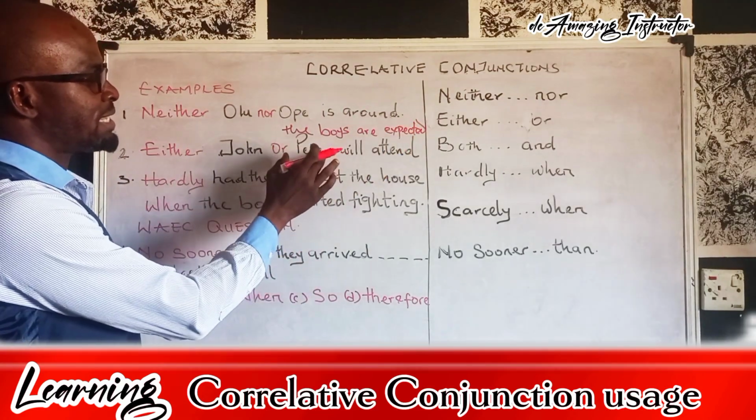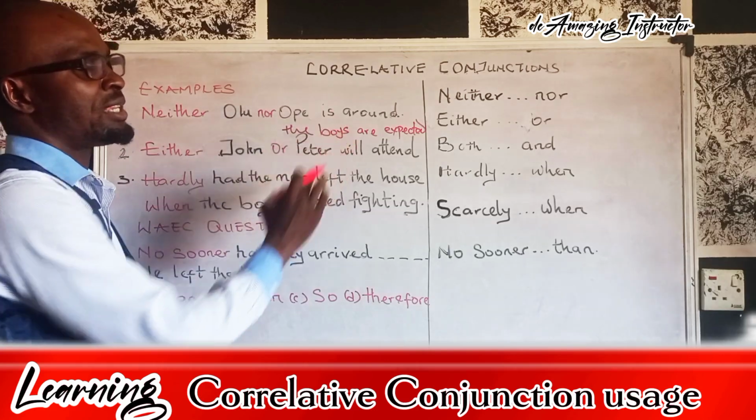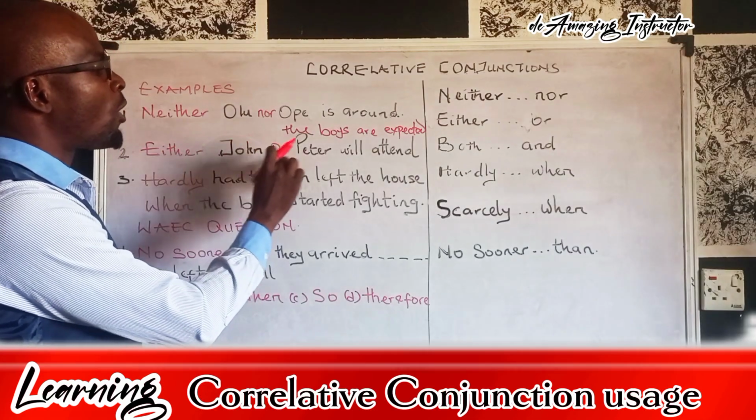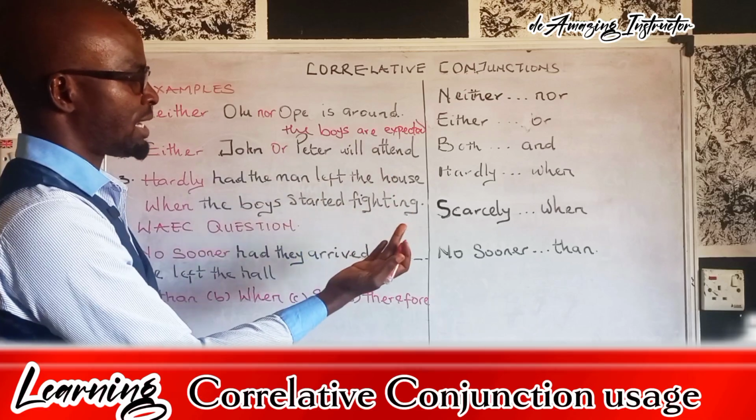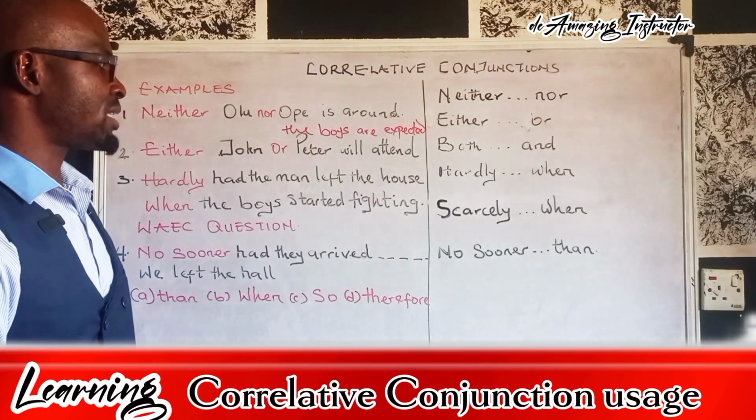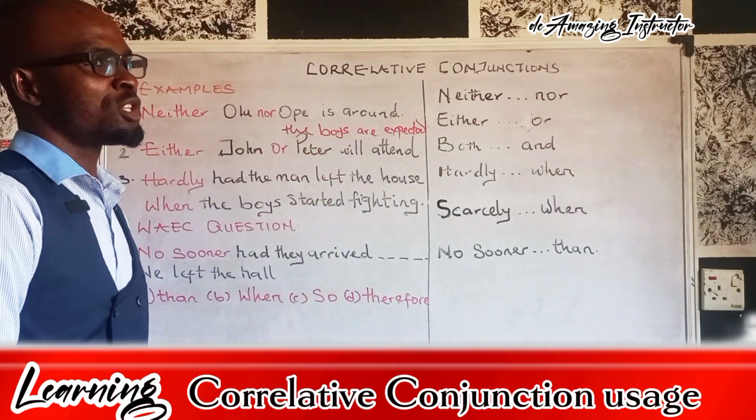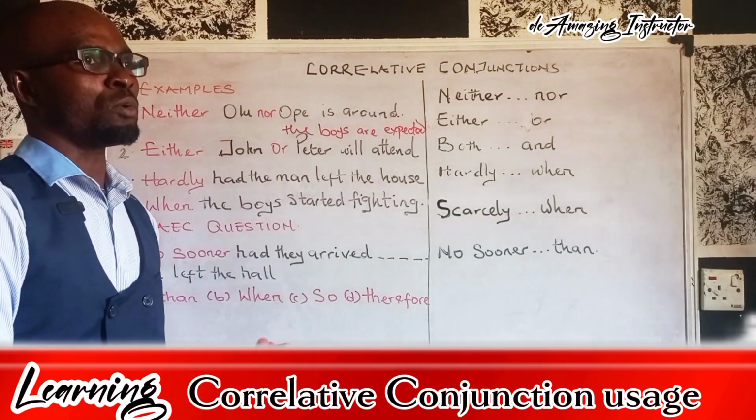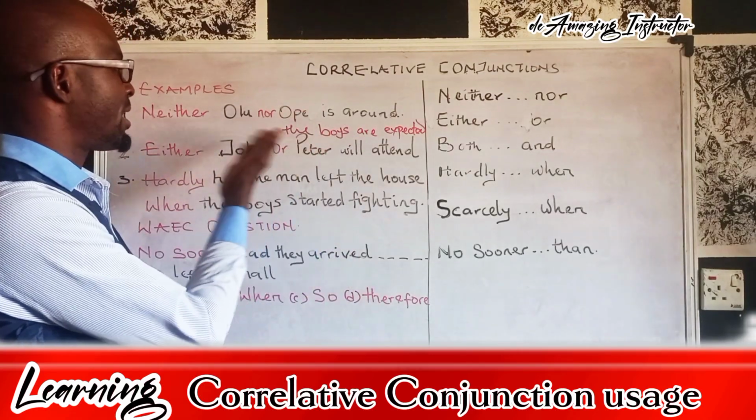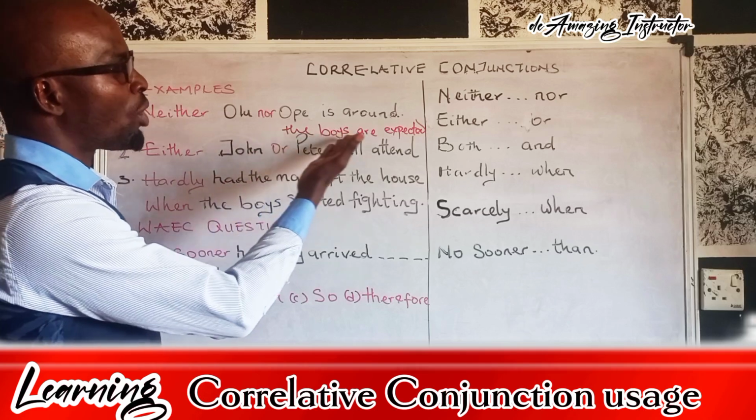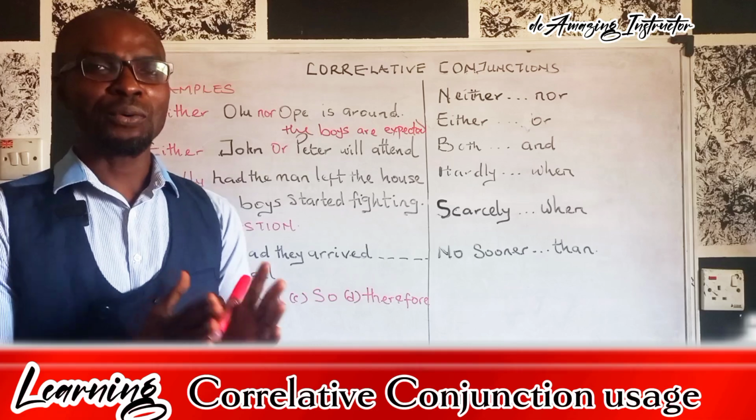But as long as it still maintains a singular noun here and a singular noun here, it is going to be a singular verb. So either John or Peter is around. Either John or Peter will attend or is to attend the meeting. But if it is followed by a plural noun, such plural noun will change the number of the verb from singular to plural, like what we have here. Either John or the boys are expected. Am I clear? All right, thank you.